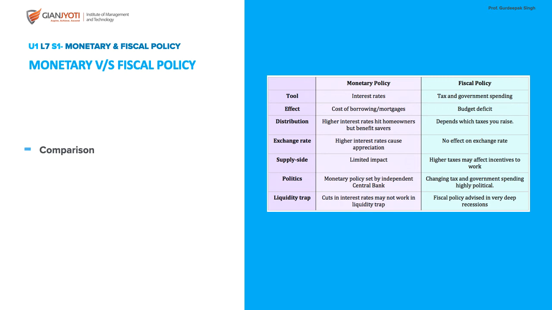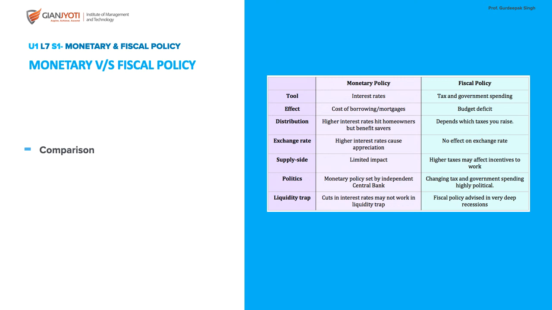Third is the distribution. So when the money supply is more or less, depending on which tool you are using. For example, higher interest rates, where you are trying to contract the economy, will hit the homeowners but benefit the savers, because with higher interest rates they will be saving more on the higher interest. In case of fiscal policy, it depends which taxes you raise. There are many different types of taxes, direct and indirect, and under each there are different categories. So it will depend on the taxes.